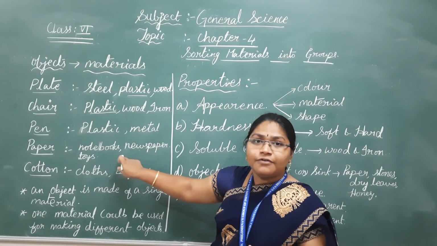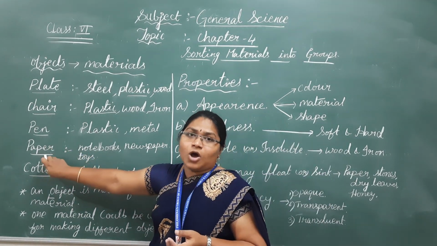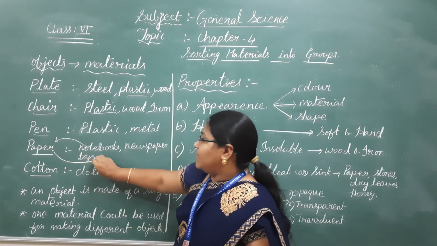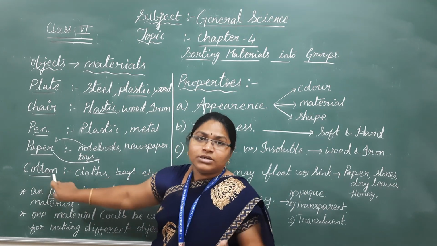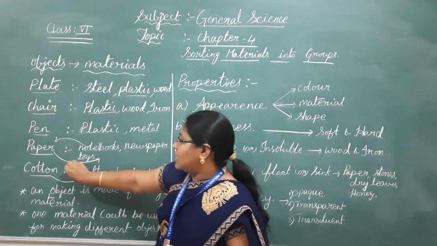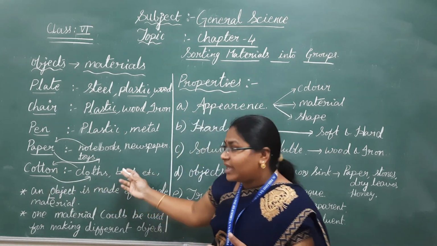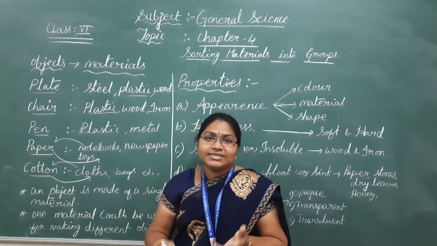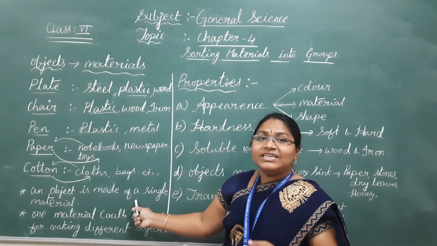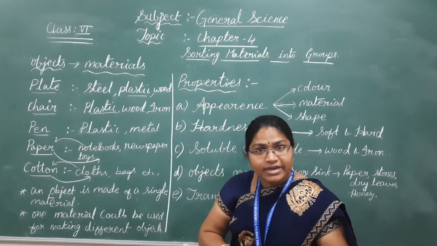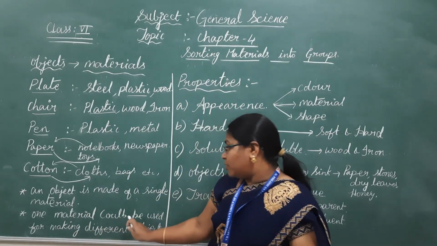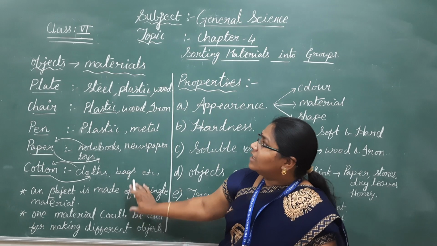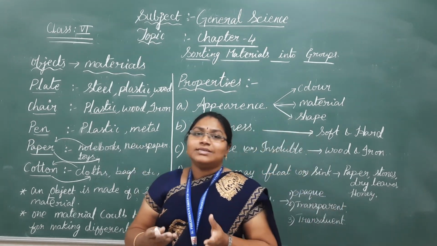So these all are made of paper material. Notebooks and newspapers are the objects, and paper is the material. Okay, so next, cotton. By using cotton material we can make clothes, bags, etc. So here what we understand is an object is made of a single material or different materials, and one material could be used for making different objects. So these are the objects which we can see around us.